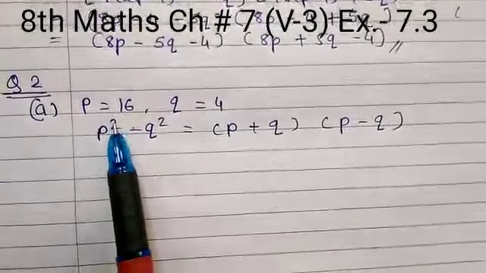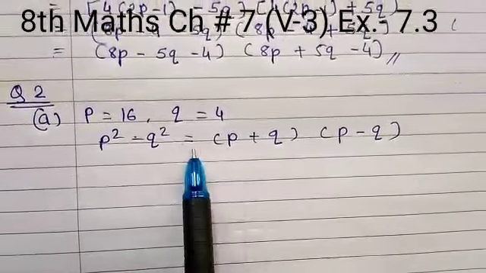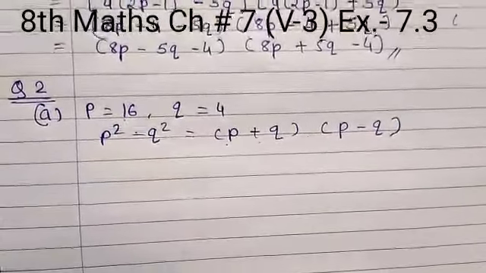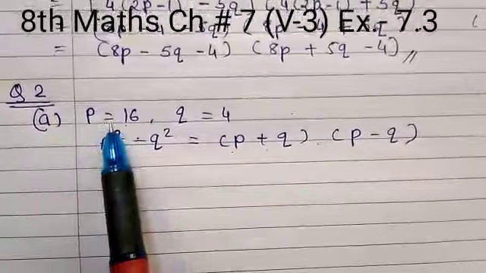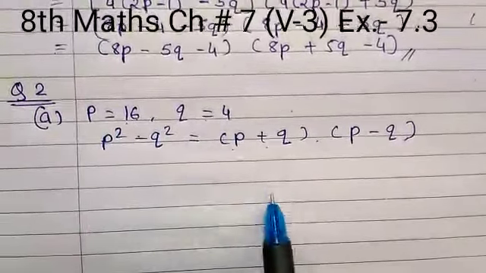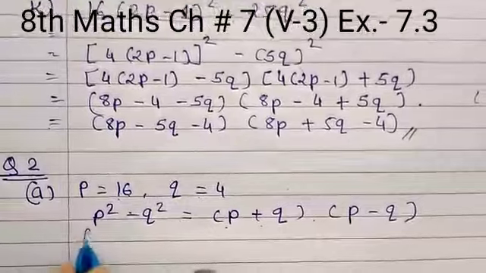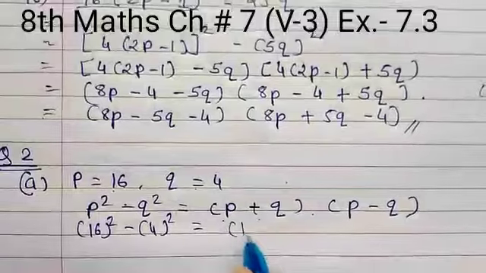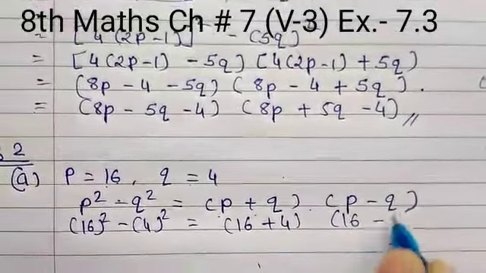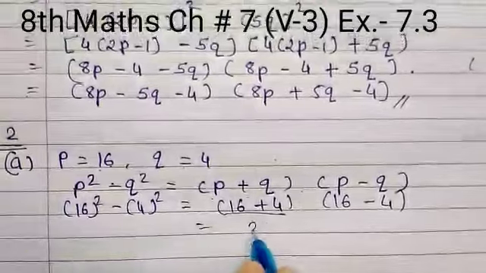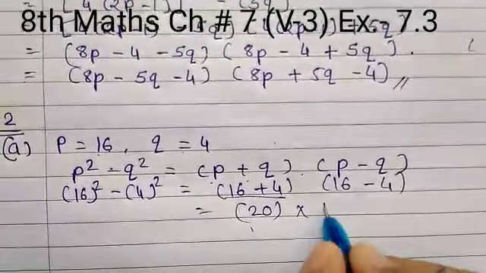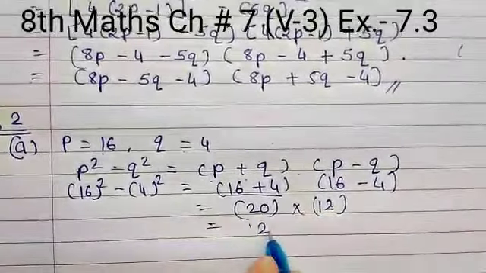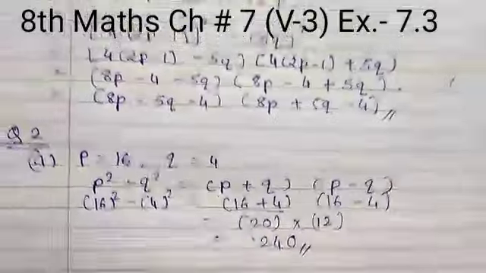Now students, you will solve it using p² − q² = (p + q)(p − q), where the value of p in the first is given 16 and q is equal to 4. Now we'll put the values of p and q in this equation and get the answer. So p is equal to 16² − 4², so here 16 + 4 and 16 − 4. 16 + 4 is equal to 20 and 16 − 4 is equal to 12. So you will get the answer as a multiplication: 12 2s are 24 and 0. That is our final answer.